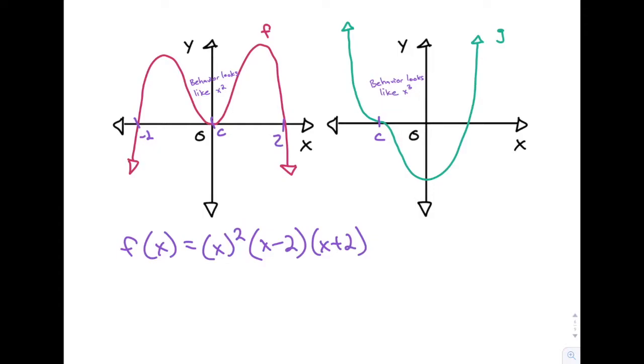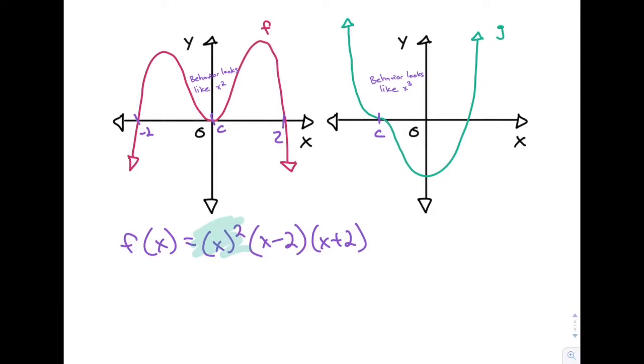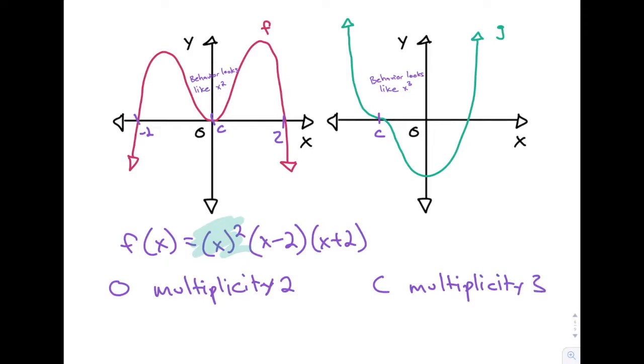The point is that when we look at the equation of f, we actually have a copy of x. This is called multiplicity. So in this case, the zero 0 has multiplicity 2. And similarly, in the graph of g, that zero at c might have multiplicity 3. What I'm trying to get you to see is that the multiplicity, the number of copies of a certain zero we have, determines the behavior around that zero.